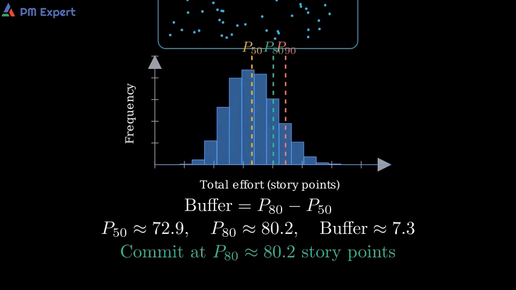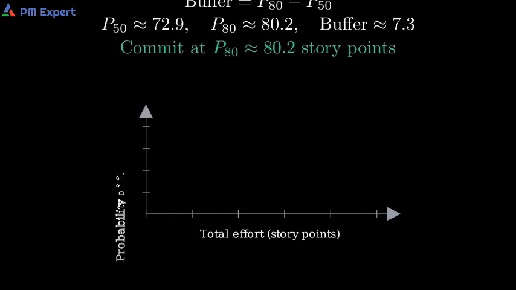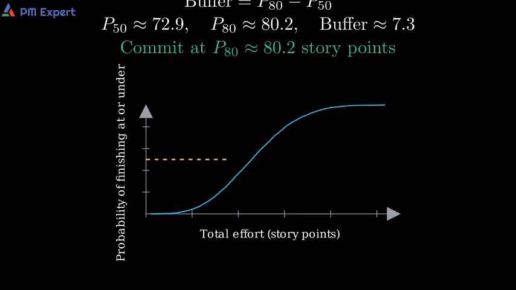Here is a horizontal graph that shows estimates on the x-axis and the probability of achieving them on the y-axis. This is the cumulative distribution from our simulation. You can read the chance of finishing at or under any target. Let's draw the cumulative curve. We will mark 50% and 80% to see the corresponding estimates.